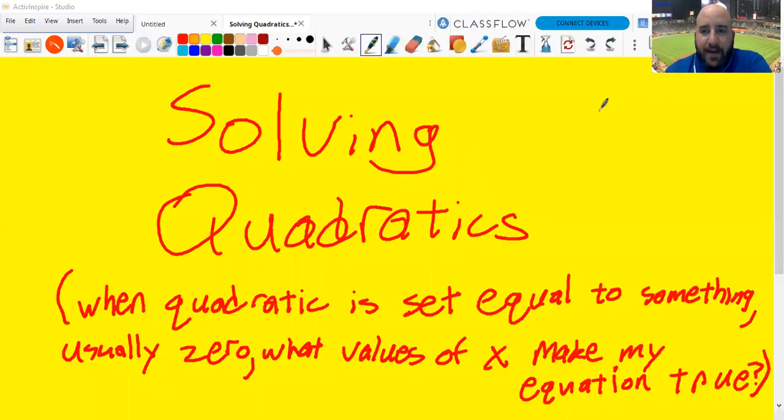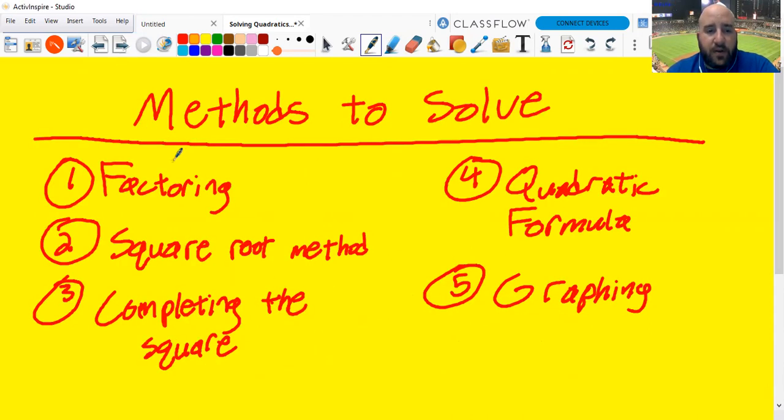So quick recap, if you haven't watched the other three videos, we're talking about solving quadratics. So not factoring. We were just splitting it up, x minus 3 times x plus 5 or whatever. We actually have our quadratic set equal to something, usually 0. We're actually solving for x, okay? So first three videos for factoring, square root method, completing the square, about to do quadratic formula.